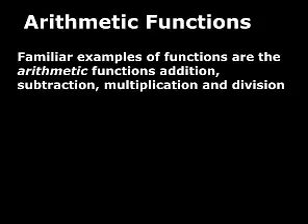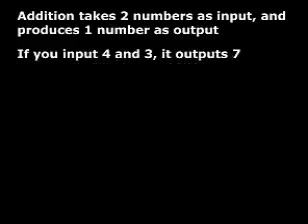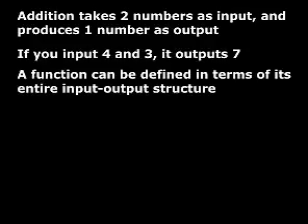So the big arithmetic functions are addition, subtraction, multiplication, and division. Now, let's look at the function of addition. What it does is it takes inputs and produces outputs. Its inputs consist of two numbers. You input two numbers to the addition function, and it'll produce one number as output. So if you input 4 and 3, it'll output the number 7.